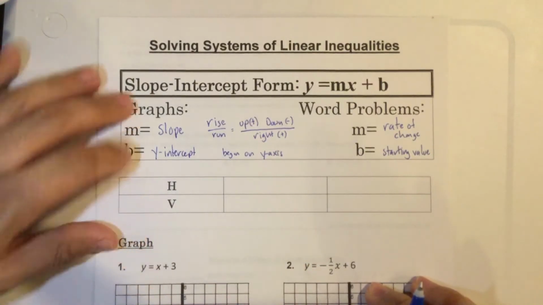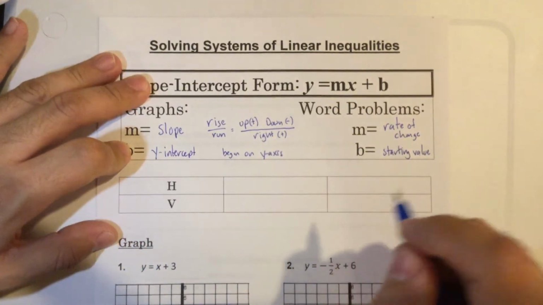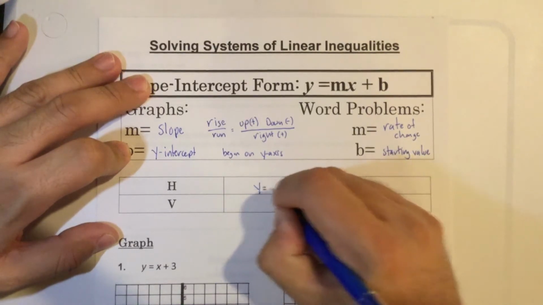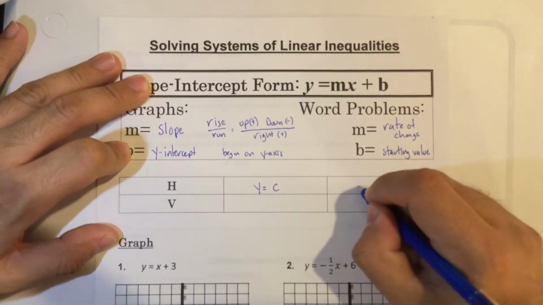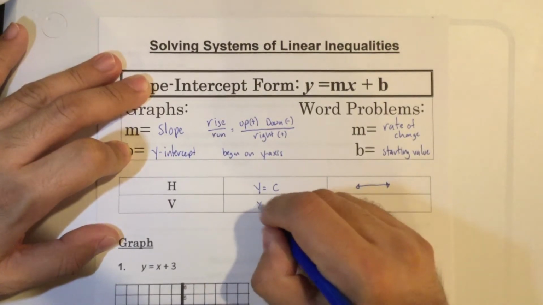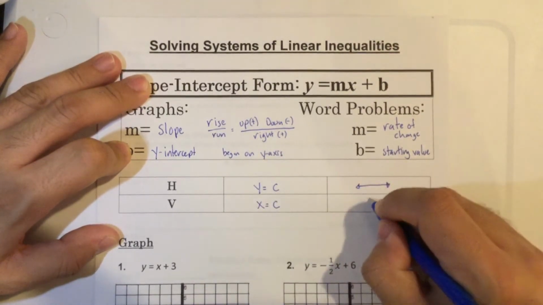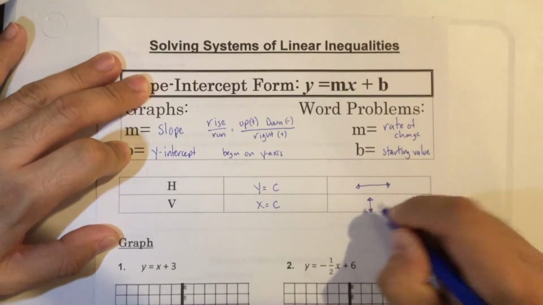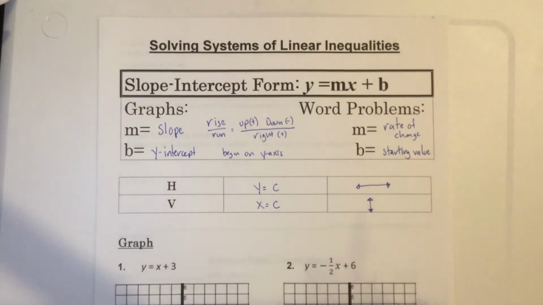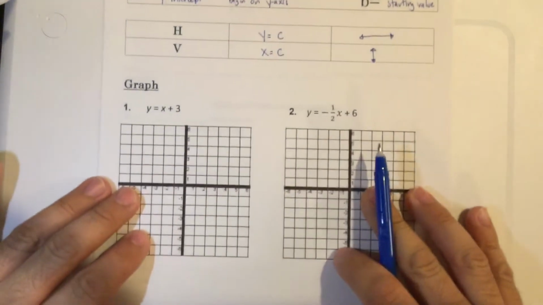All right, H is going to stand for horizontal. So your horizontal line is going to be y equals some constant, and it's going to be a line that looks like this. And vertical is x equals some constant. You're looking for a vertical line, and that's going to look like this. So horizontal and vertical lines, those are the equations that make them.